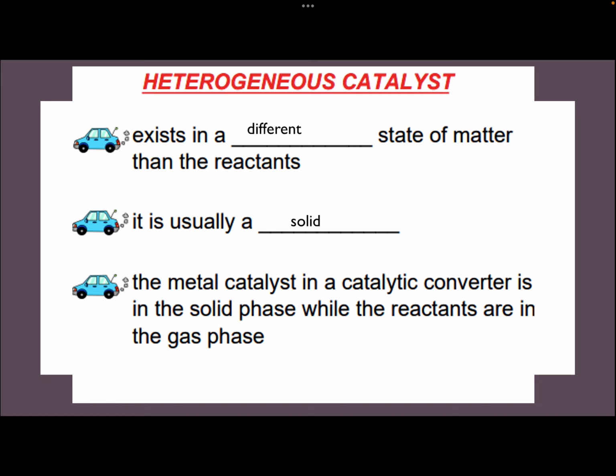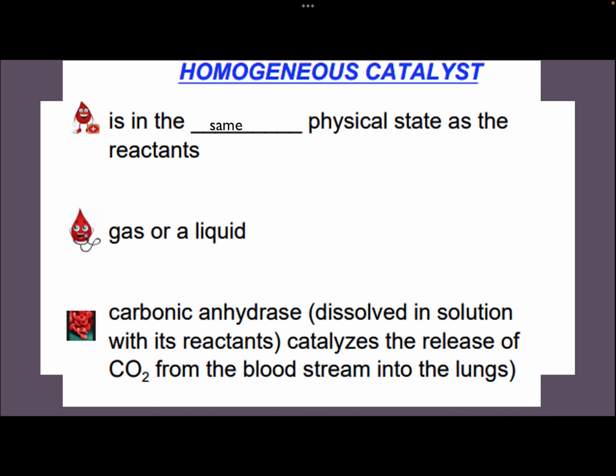It is usually seen as a solid, and when we look at a metal catalyst in a catalytic converter, it is usually in its solid phase while the reactants are seen in a gas phase. So when we look at these heterogeneous catalysts, it's a little bit different. If we look at a homogeneous catalyst, it is in the same physical state as the reactant, so it could be a gas or a liquid, which is different than our heterogeneous.